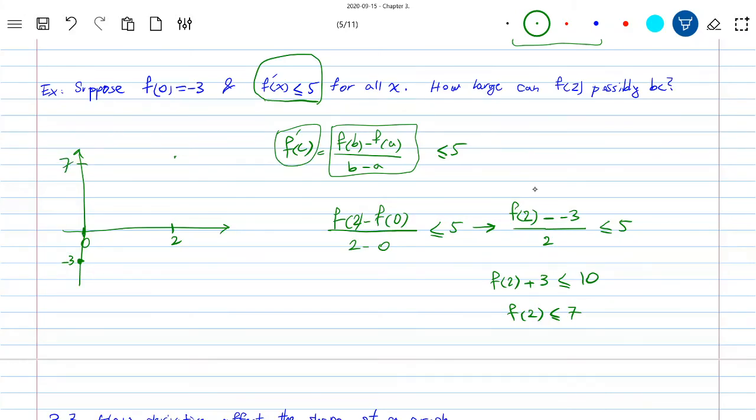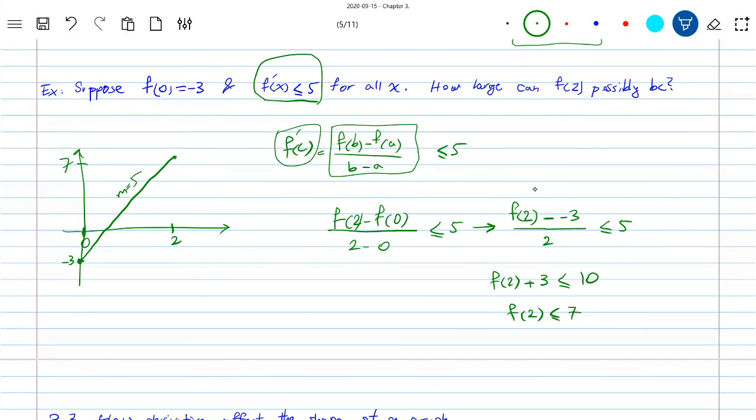It doesn't mean that it's going to be exactly 7. It could be 6, 5, or whatever. But the maximum y value possible that satisfies the fact that the derivative is always less than 5 is going to be 7. So somehow the curve, actually it doesn't look like that. You'd have a constant slope of 5 to be able to get to this point. Okay, so with slope 5, it should be a straight line. So the tangent line would have a slope of 5 at most.